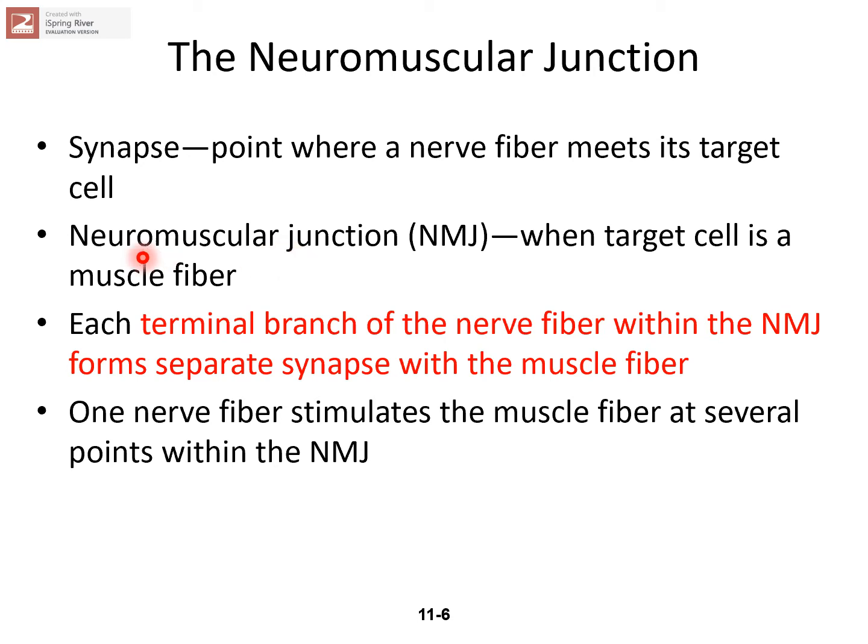Keep in mind the nerve and the muscle are not attached to each other. Just keep this in the back of your mind. And each terminal branch of the nerve fiber within the neuromuscular junction forms a separate synapse within the muscle fiber. This is to communicate the action potential, or the electrical signals, to all the muscle fibers to allow contraction in unison.